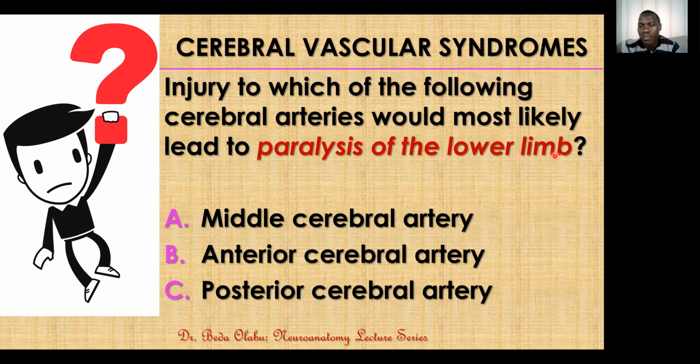Good. So which artery then supplies the medial aspect of the precentral gyrus? Is it middle? Is it anterior? Is it posterior cerebral? Okay, so you make that judgment, then you get the answer there. The last question.